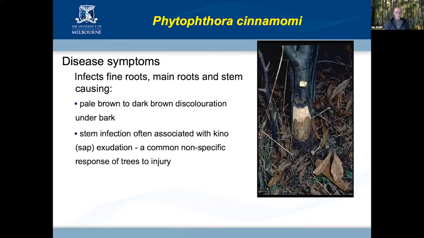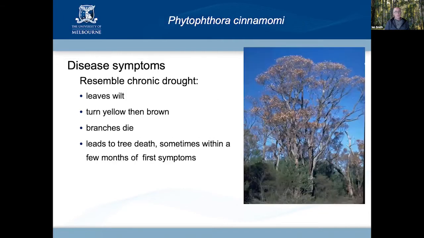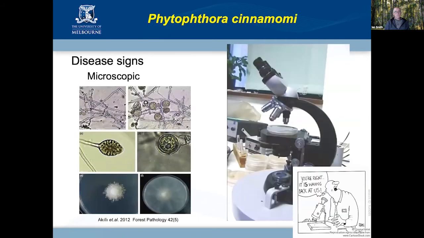But exudation on its own is not definitive, because exudation often occurs as a response of trees to any sort of injury. Disease symptoms resemble chronic drought. The leaves wilt, they turn yellow, then brown, branches die, and it can happen sometimes within a very few months of the first symptoms. How do we identify it?